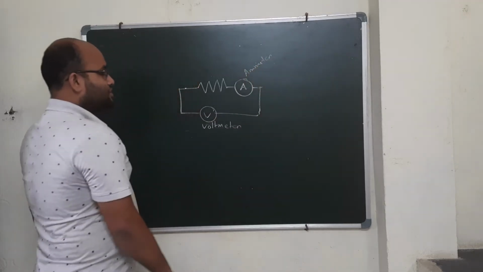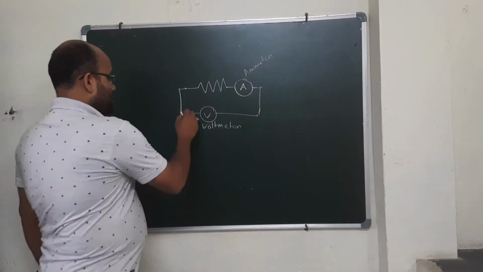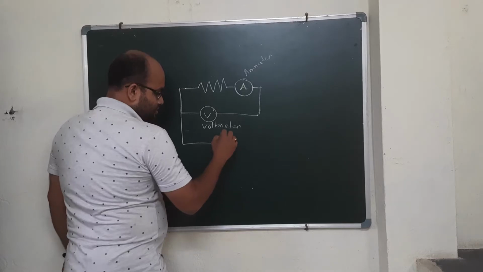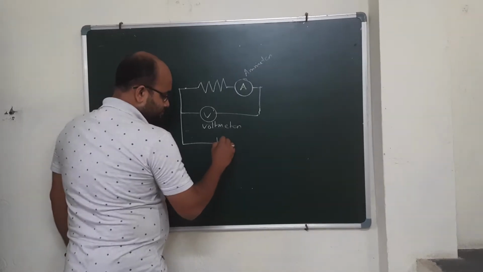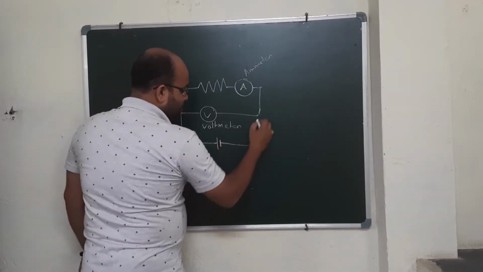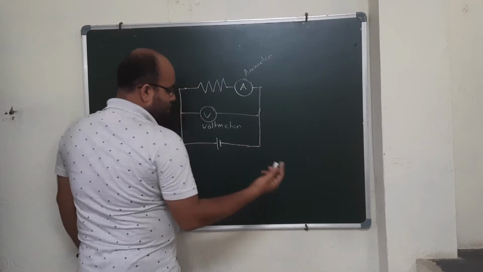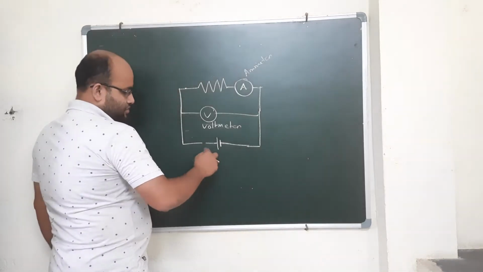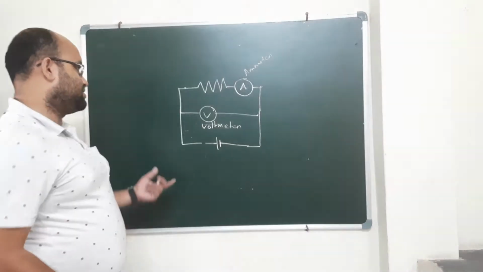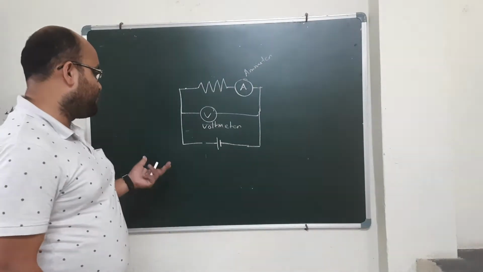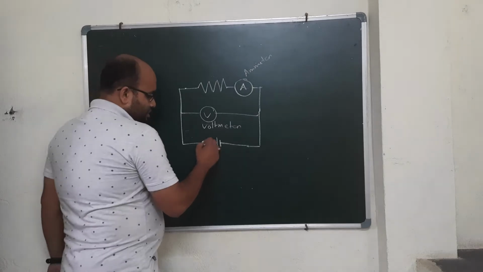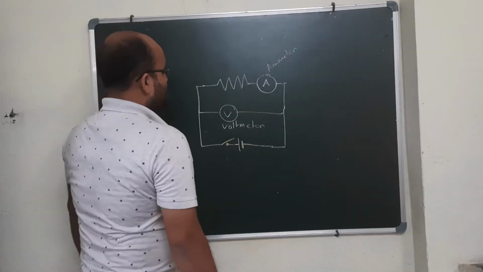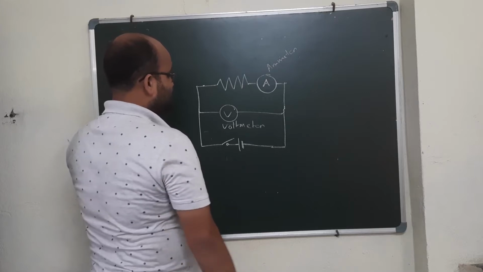So what we can do is, we will be applying a potential difference here. Now just consider this is a cell or a battery, whatever you wish. We can keep a switch over here so that we can turn on the circuit or turn it off as we wish. So I'm just keeping a switch over here, and this is the setup.